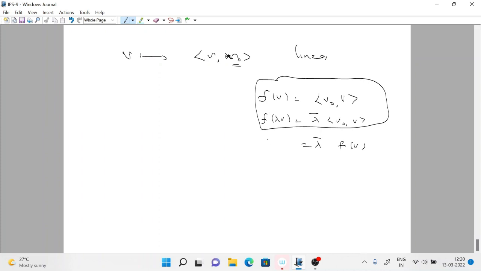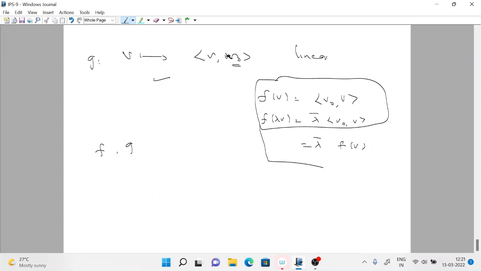So f of lambda v does not come out as lambda into f of v. It comes as lambda bar f of v. That is the reason why we put v0 in the second variable. This is all right because the inner product is linear in the first variable and conjugate linear in the second variable, so if I fix the second variable, it becomes linear. Fine. So call this as a linear map G.